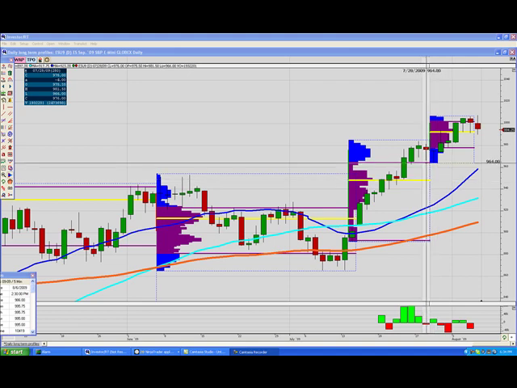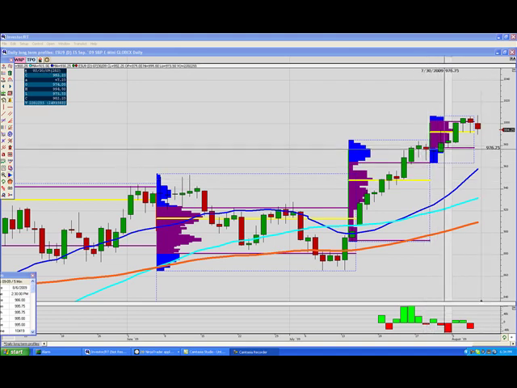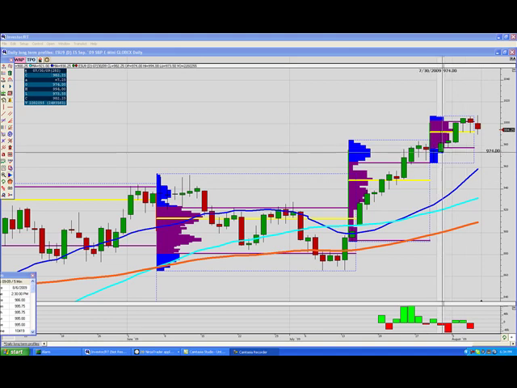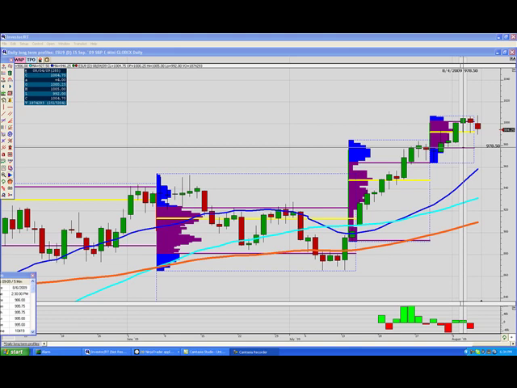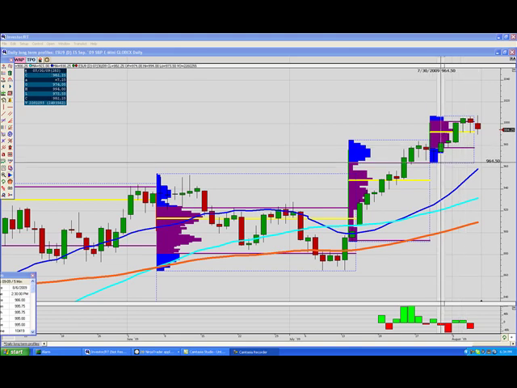Any of these. So we have a little bit of value area from the past 6 days, right here at 978.50, and then this one is really covering a longer time frame.